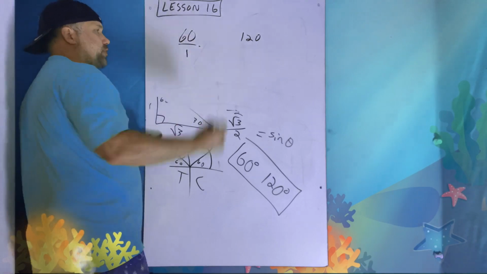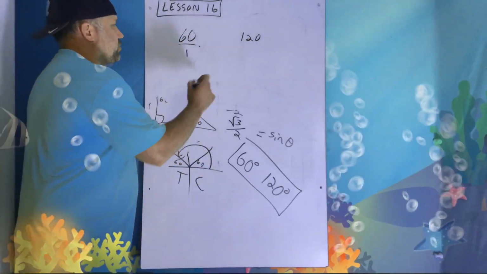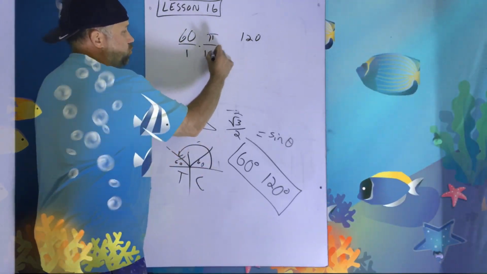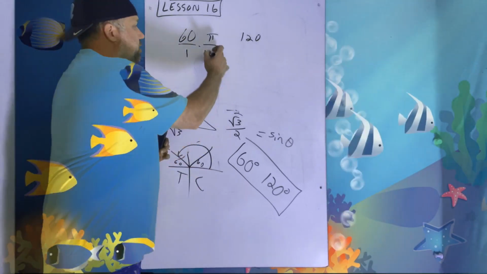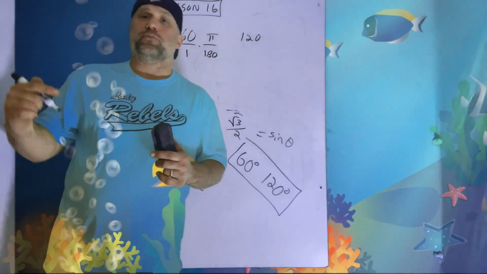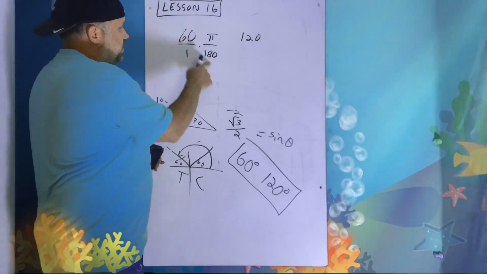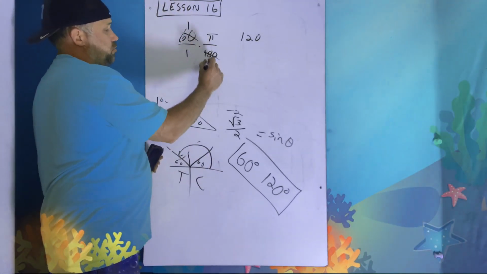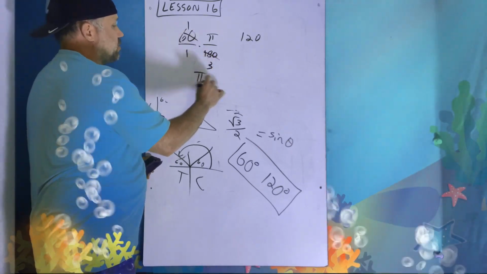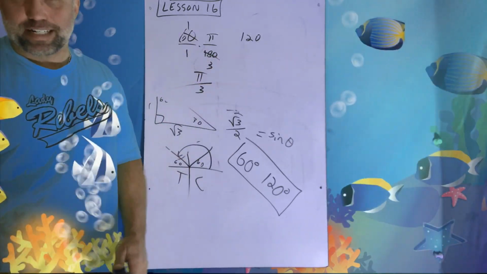So to convert to radians, you just take your answer and you multiply by pi over 180. Instead of 180 over pi, you're going to do pi over 180 because you want to get back into radian measure. So we can reduce this. 60 goes into itself once. It goes into 180 3 times. We would call this pi over 3 radians.